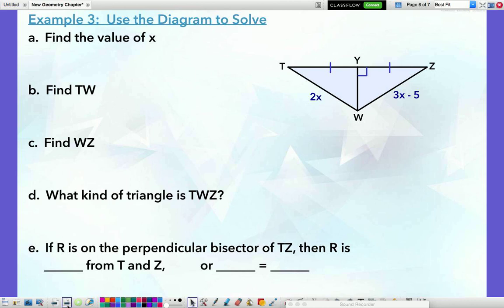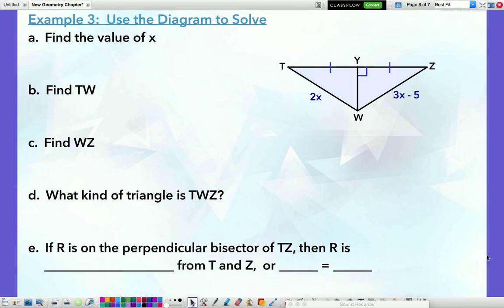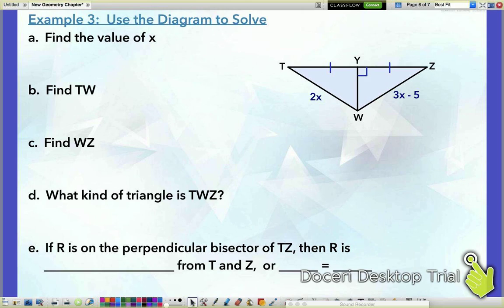Okay, we're going to use the diagram to solve everything that they ask me. All right, so first of all, they tell me to find the value of x. So let's go ahead and do that. Okay, so I'm going to set 2x equal to 3x minus 5.